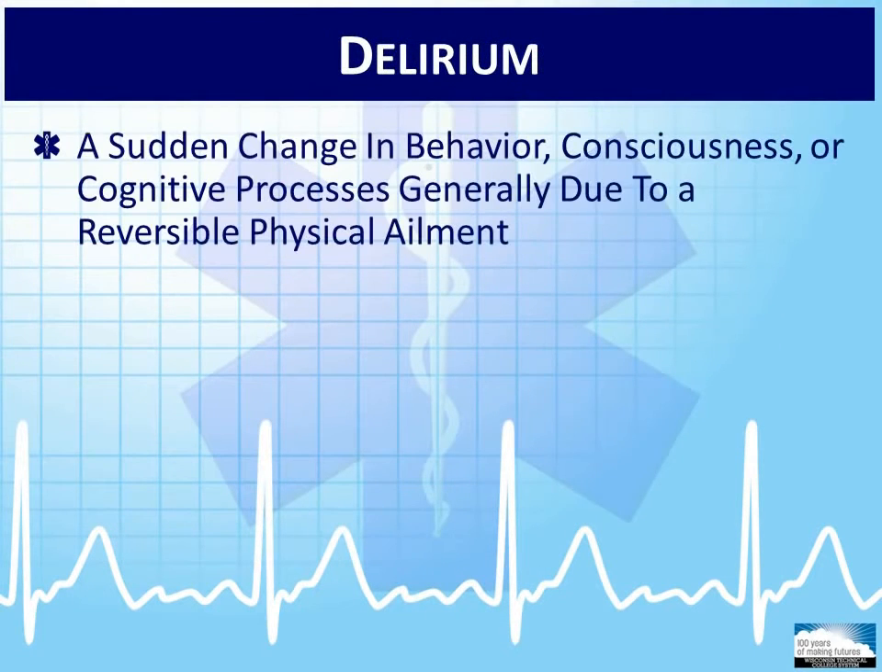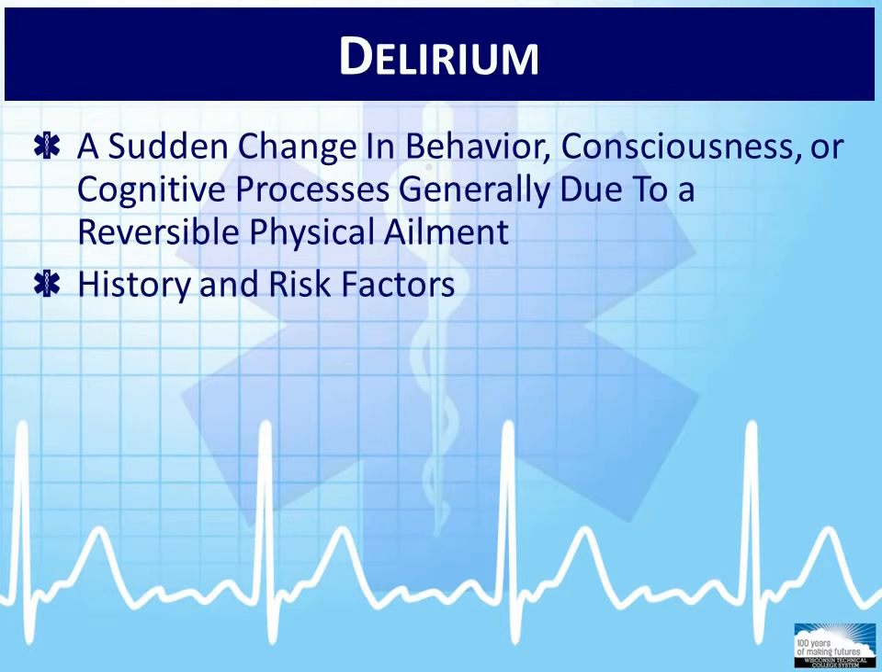Delirium is a sudden change in behavior, consciousness, or cognitive processes, generally due to a reversible physical ailment. The delirious patient is unable to focus, think logically, and maintain attention. Delirium has an acute onset, generally within minutes, hours, or days. By comparison, dementia usually develops over a significantly longer period of time. If left untreated, this condition can progress rapidly and be fatal.